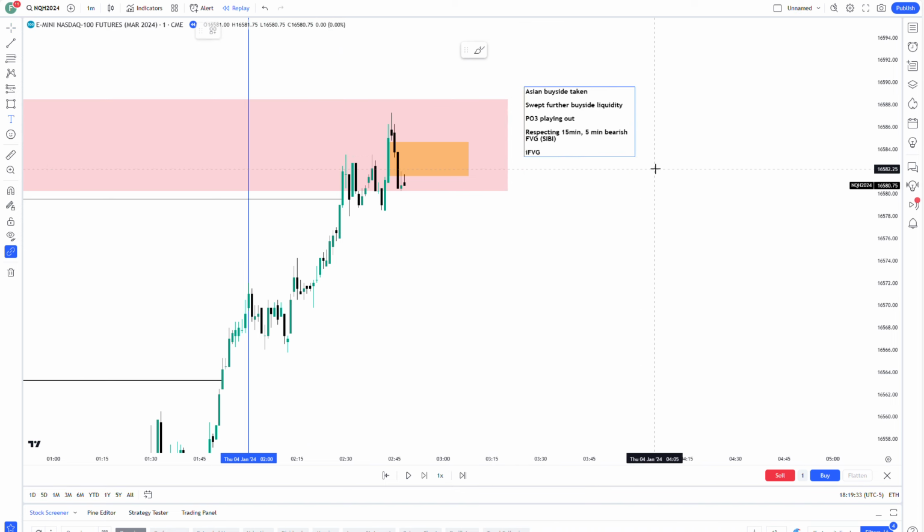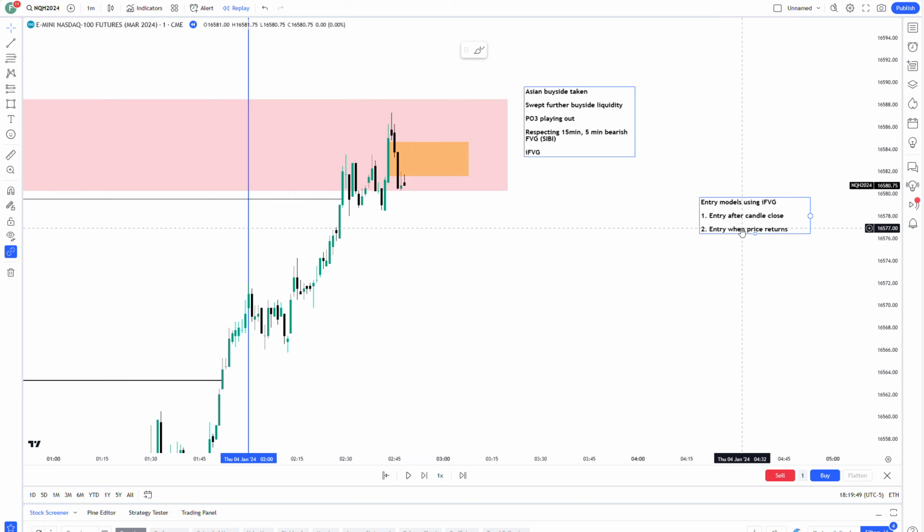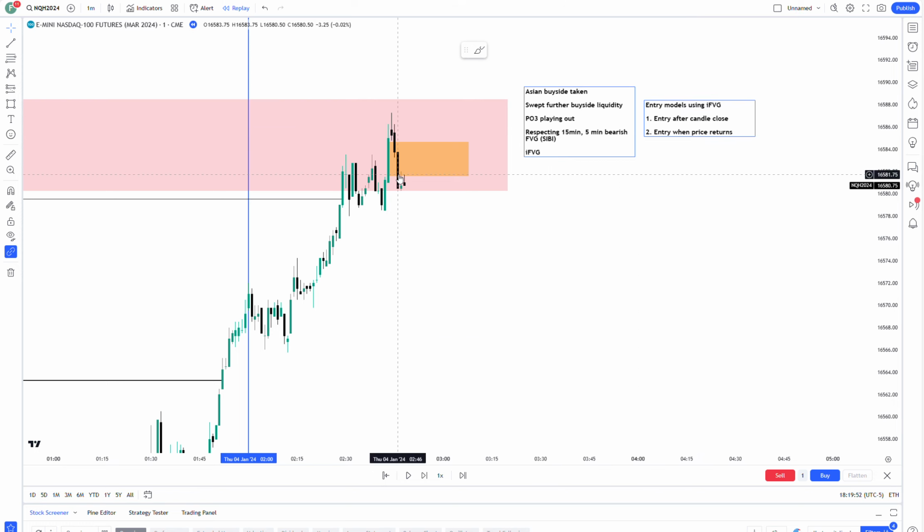And I think another important thing is entry models using an inversion fair value gap. So number 1 is entry after candle close. And number 2 is entry when price returns. Price doesn't have to return though, so that's kind of something to keep in mind. So if you enter multiple contracts, you could enter one as soon as that candle closes, and maybe you could enter another one here.